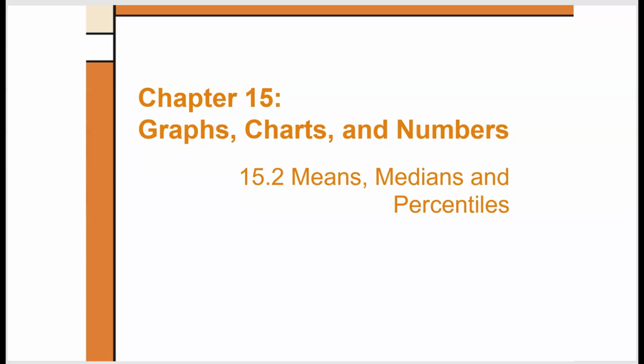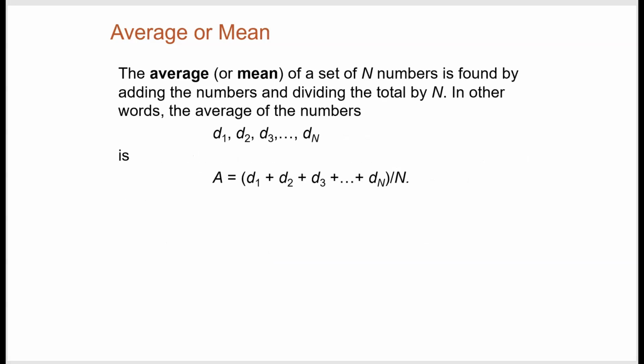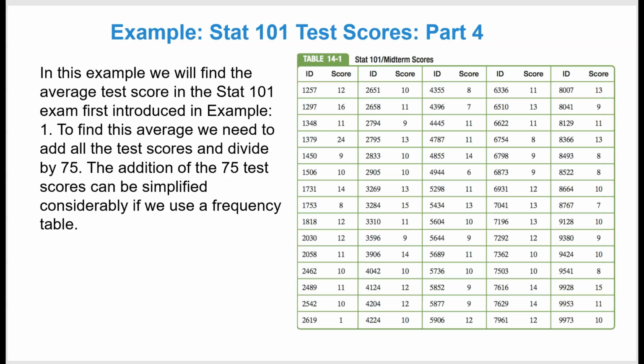All right, mean, median, and percentile. So the mean is often called the average, but average can be a mean, median, or mode. To find the mean, you add up all the data values and divide by the number of numbers. So let's go back to our big 75 test scores. Now to find the mean, we would add up all these numbers and divide them by 75.